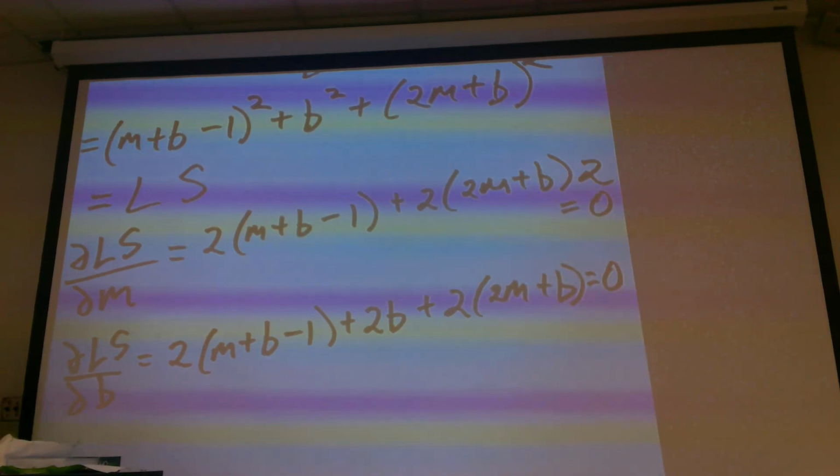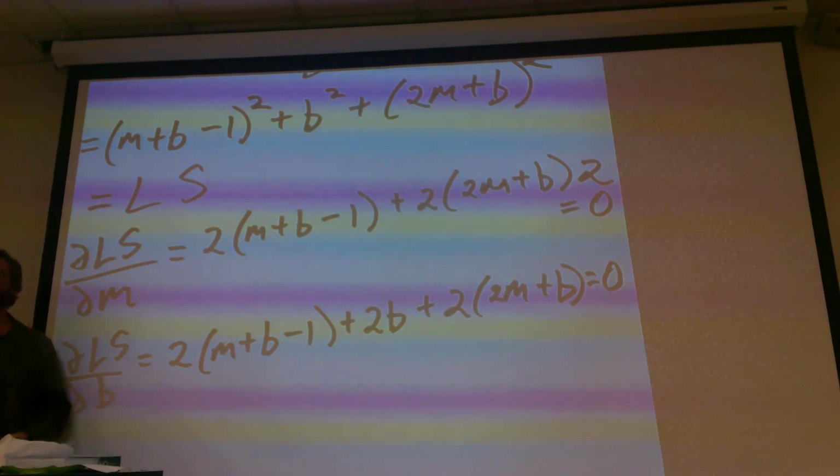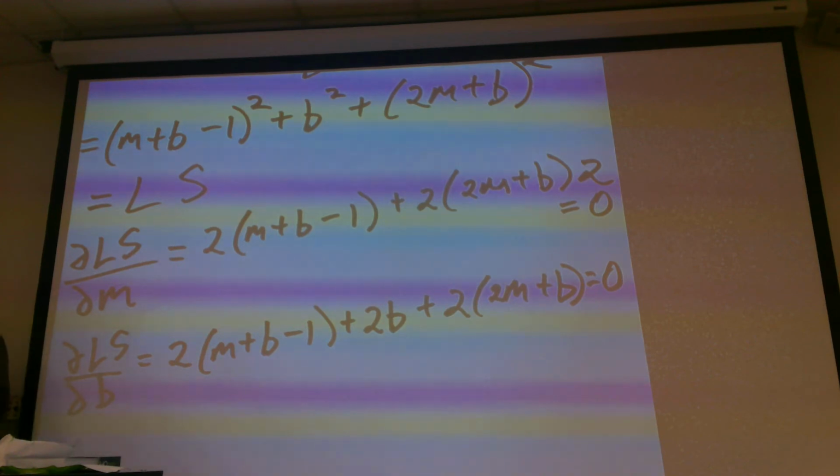We're going to take both of these and set them equal to 0, because remember, whenever you're looking to minimize something, to find a minimal point, you take its derivative and set it equal to 0. That's how you find critical points using calculus. So we're going to set both partial derivatives equal to 0, and it's going to form a matrix.